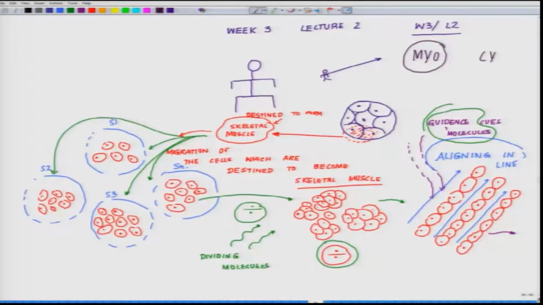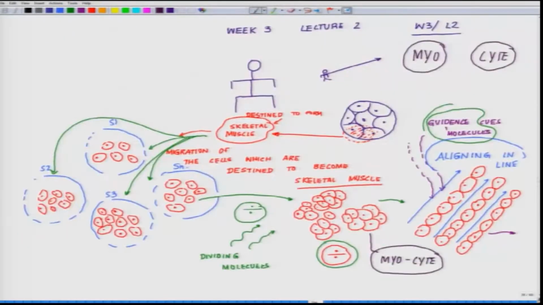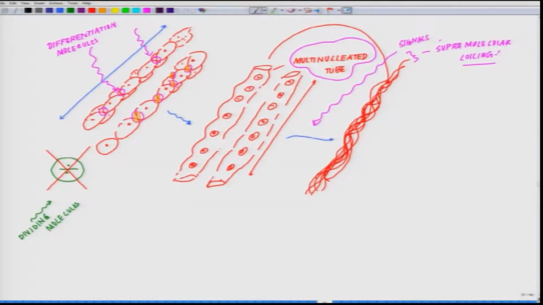And anything which is dealt with cell is called cyte. So, these cells are called myocyte, muscle cells. Okay? Clear to you guys? Next, these myocytes divide and then align together. There is alignment of the myocytes, as you could see in the previous slide out here, followed by formation of a multinucleated tube, and this multinucleated tube is called myo, coming from muscle, tube.